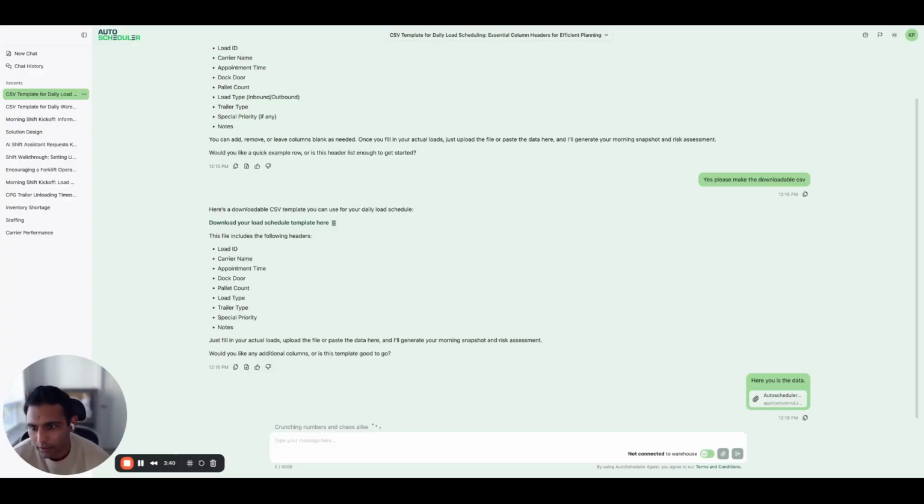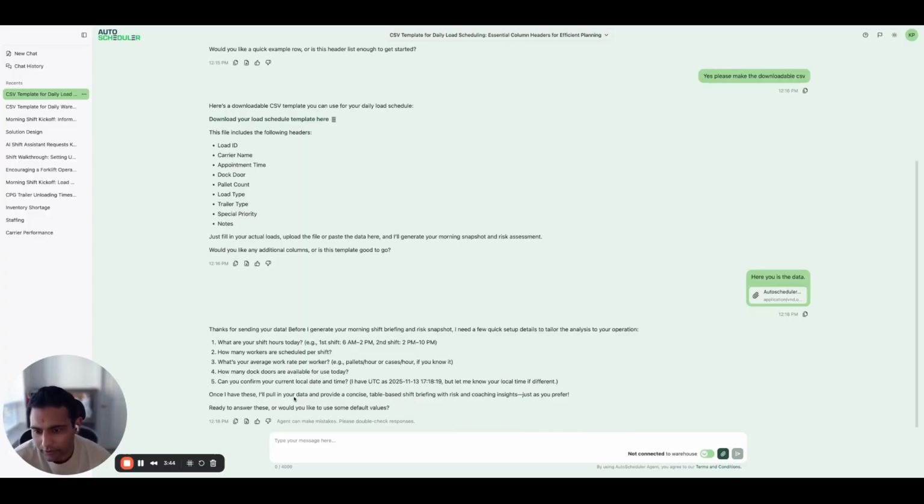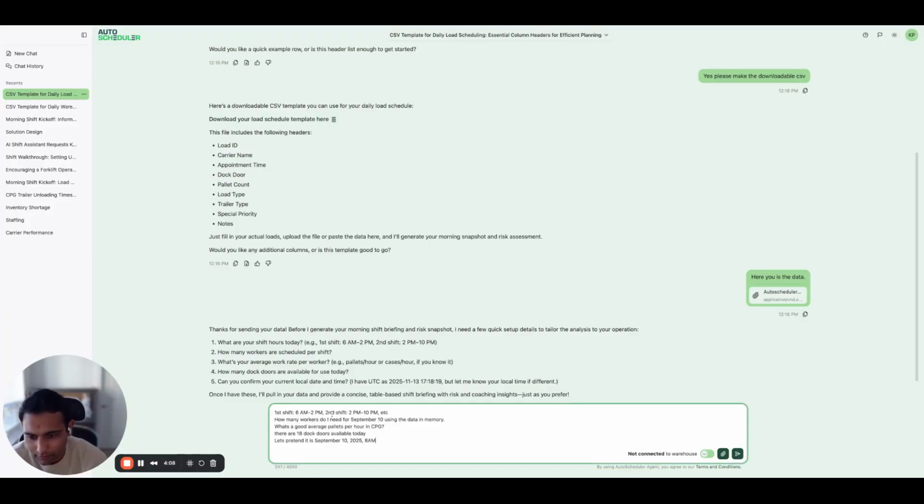And as the agent's processing the data, it'll come back with some more questions. Okay, what were your shift hours today? How many workers? Average rate per worker, and so on and so forth. I gave it some shift times, and then I asked it, how many workers do I need? The data set was for September 10th, so I asked it for September 10th. Then I asked it to look up the average pallets per hour for a CPG warehouse. I told it how many dock doors we have and said, let's just pretend it's September 10th for the sake of today's demo to match the data.